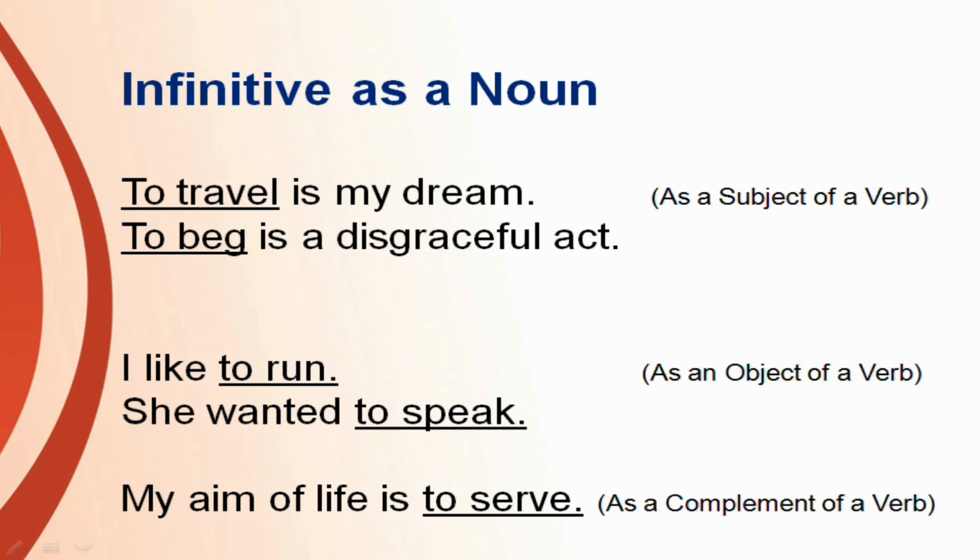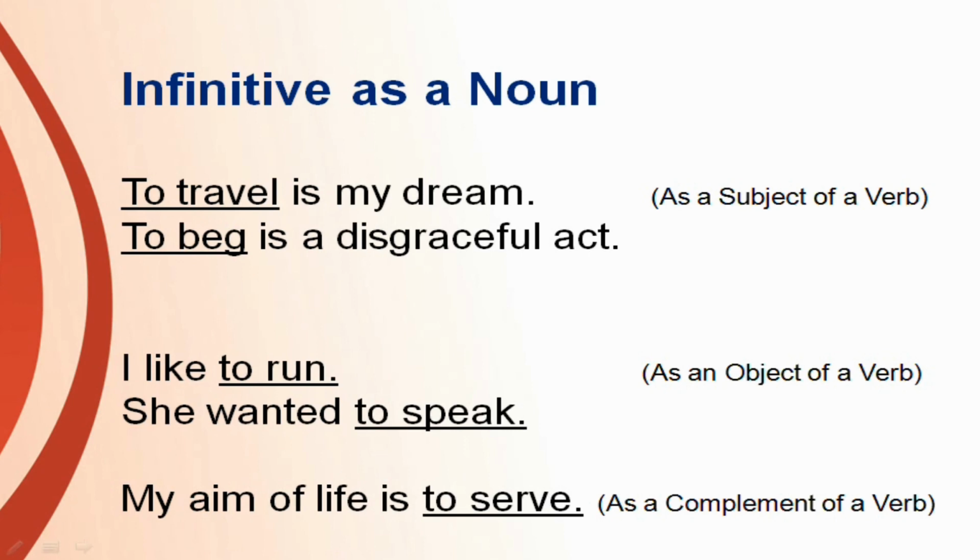Let's have another example. She wanted to speak. To speak is the object of this sentence, and this object is made up of two words, to plus verb first form. That's why I call it infinitive. This infinitive functions as a noun in this sentence.